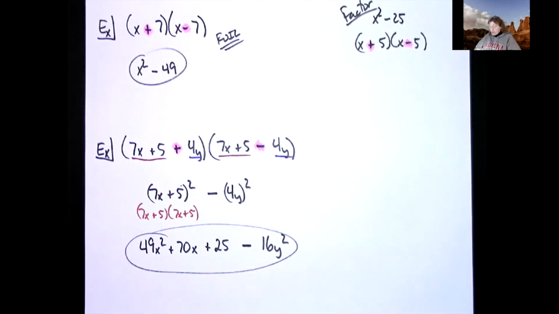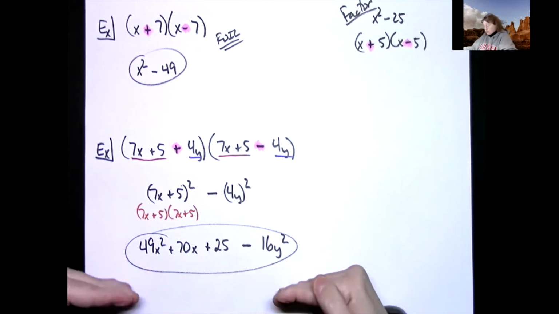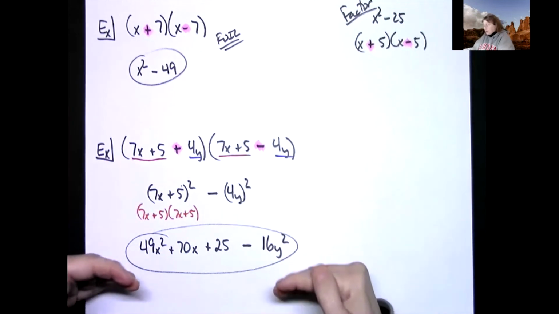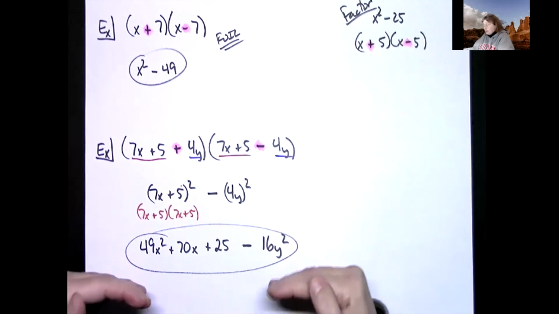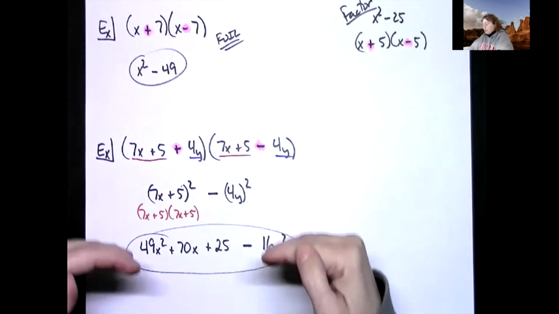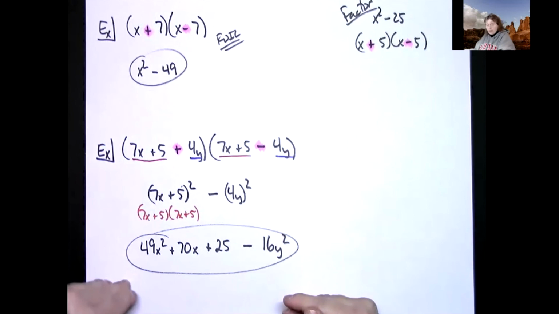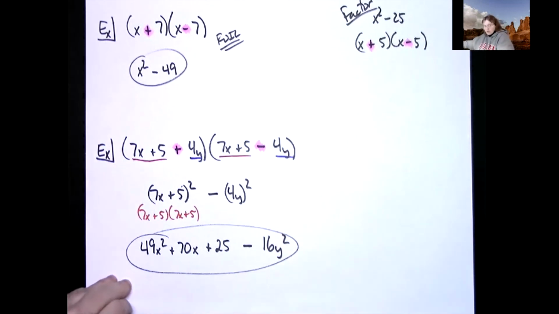But here again, where are we going to go? In this chapter, we're putting everything together. In the next chapter, we're going to take everything apart. So in the next chapter, you're going to have problems like this, and it's going to say factor, and they're going to want to undo this process. The only way to factor this is to recognize it as the difference of two squares and then go backwards. So forcing yourself to do this method to multiply it out will help in the next chapter.